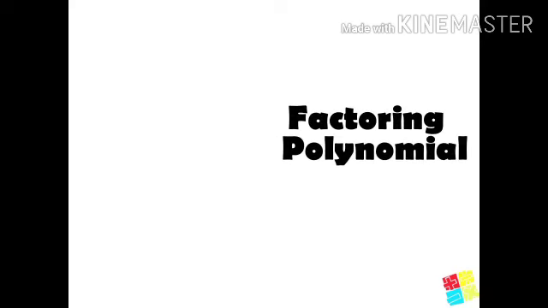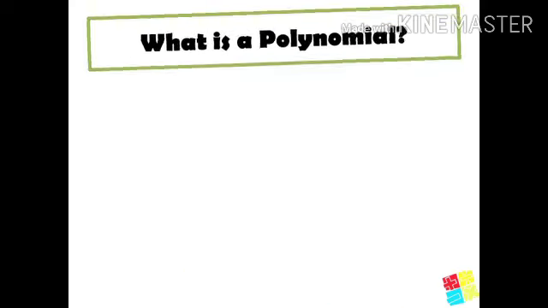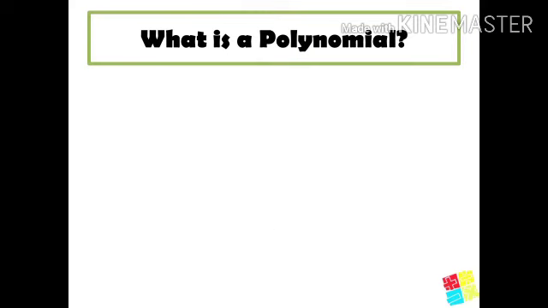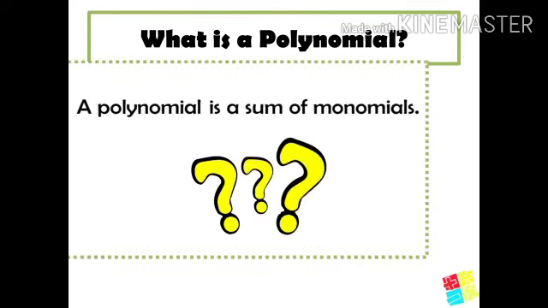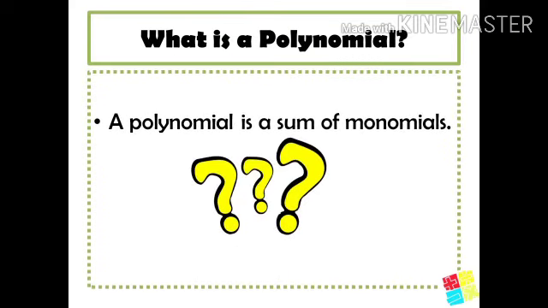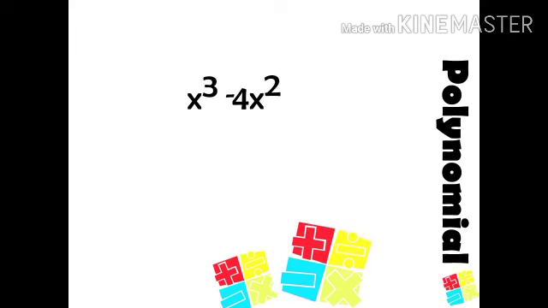Lastly, we have factoring polynomials. What is a polynomial? A polynomial is a sum of monomials. An example of a polynomial is x cubed minus 4x squared plus 3x minus 12.